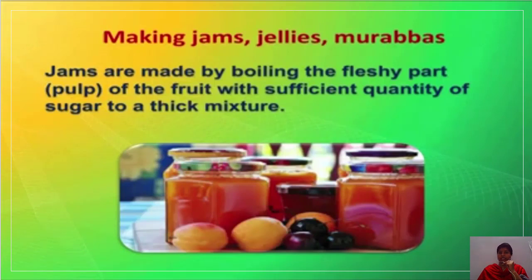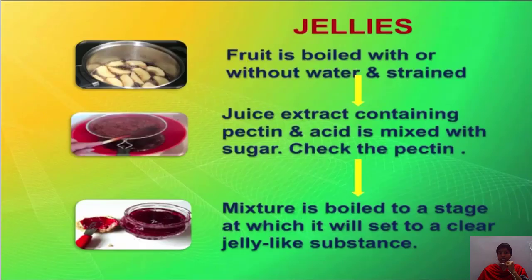Making jams, jellies, murabbas. Jams are made by boiling the fleshy part of the fruit with a sufficient quantity of sugar to a thick mixture. Jellies are made like this. Fruit is boiled with or without water or strained. Juice extract containing pectin and acid is mixed with sugar. The mixture is boiled to a stage at which it will set to a clear jelly-like substance.